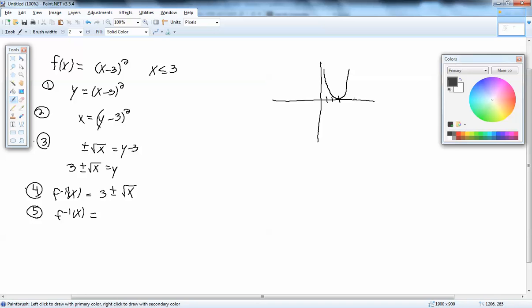Okay, so we've got this right here, and that's what this graph is. Now when we apply the x is less than or equal to 3, here's 3 right here. And less than or equal to means we keep the left side. So I'm going to erase this. There we go. You get the idea.